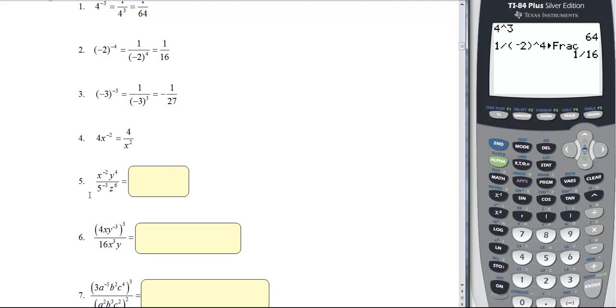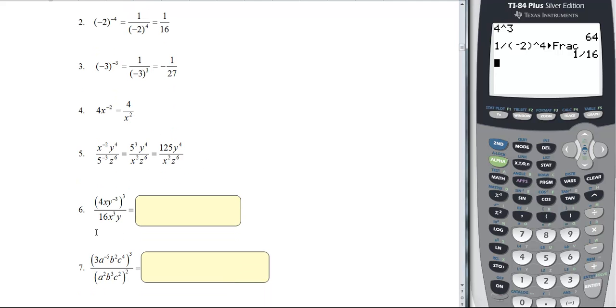This one, let's see, still no parentheses, but I see negative exponents. So 5 to the negative 3 goes up, x to the negative 2 comes down. I don't need to use product rule or quotient rule because my bases are different, but I do have 5 raised to the third power. So that would give me 125 y to the fourth over x squared z to the sixth.